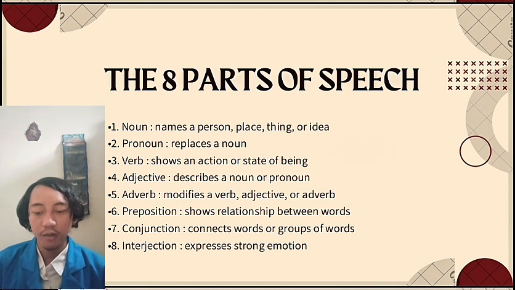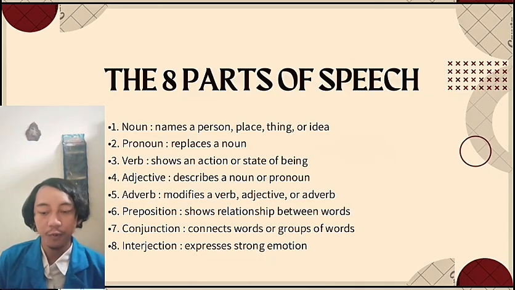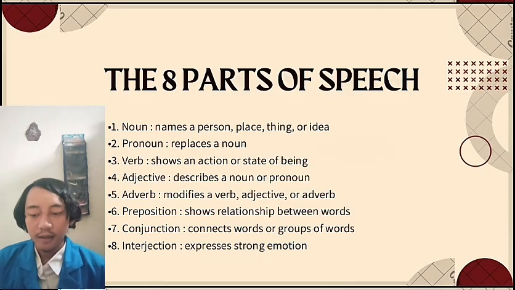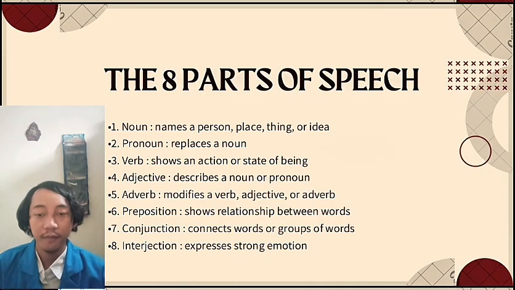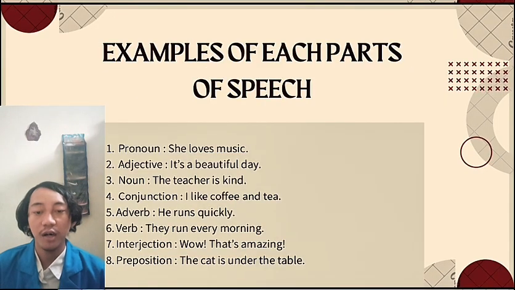And the sixth is preposition. A preposition shows the relationship between words. And the seventh is conjunction. A conjunction connects words or groups of words. And the last one is interjection. An interjection expresses strong emotion. For the next slide, examples of each part of speech.